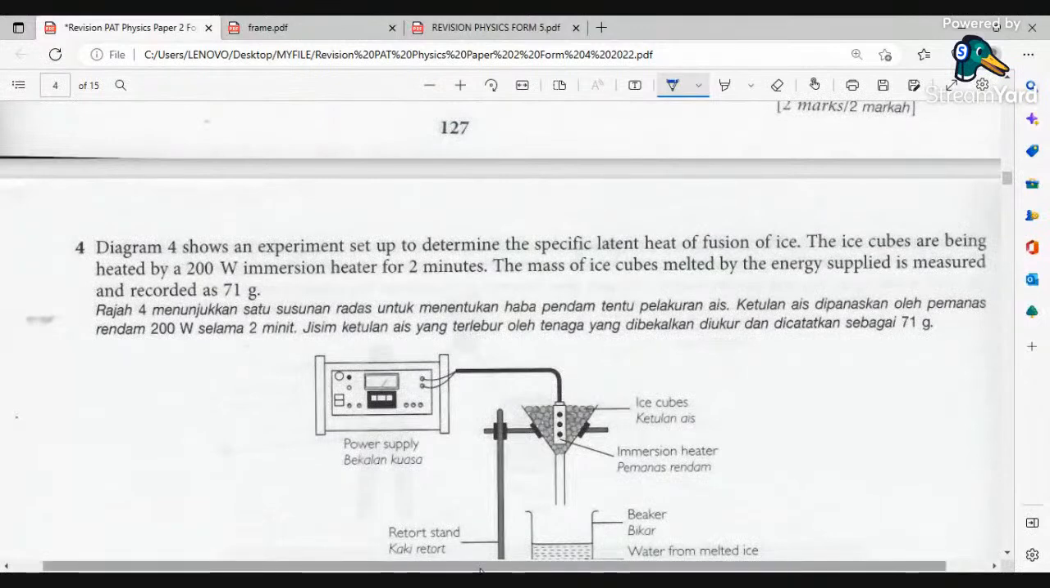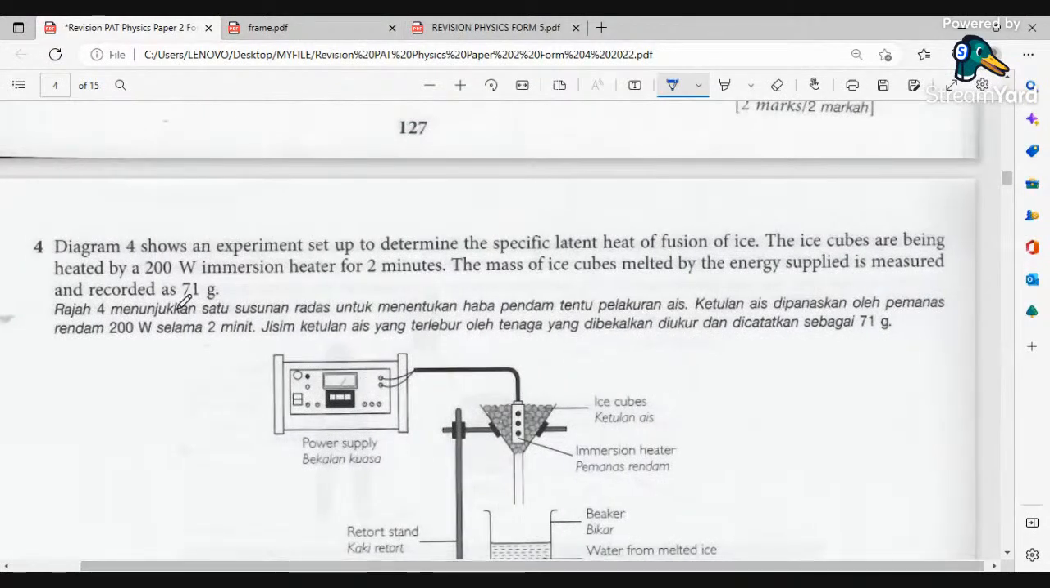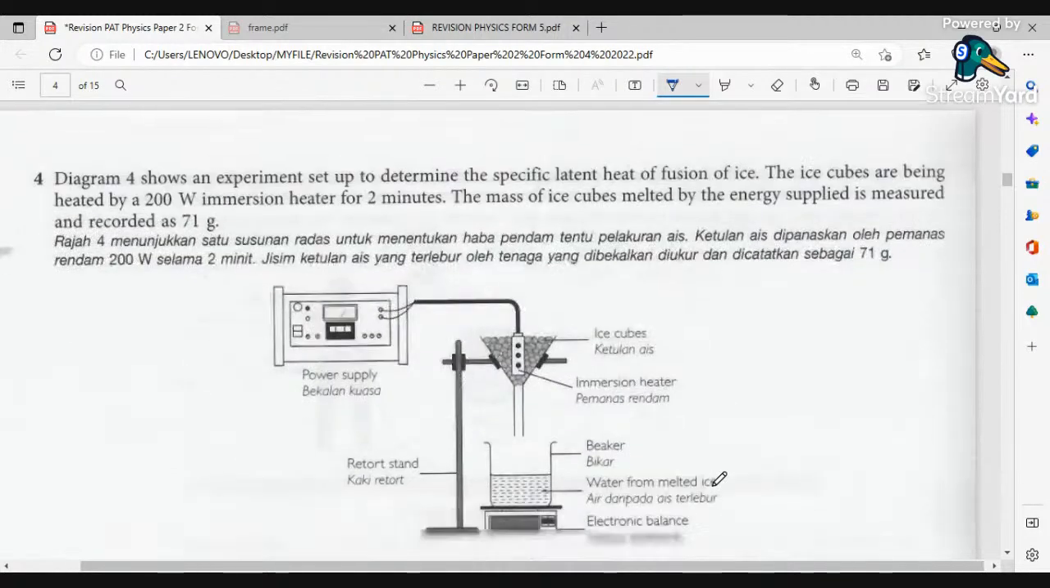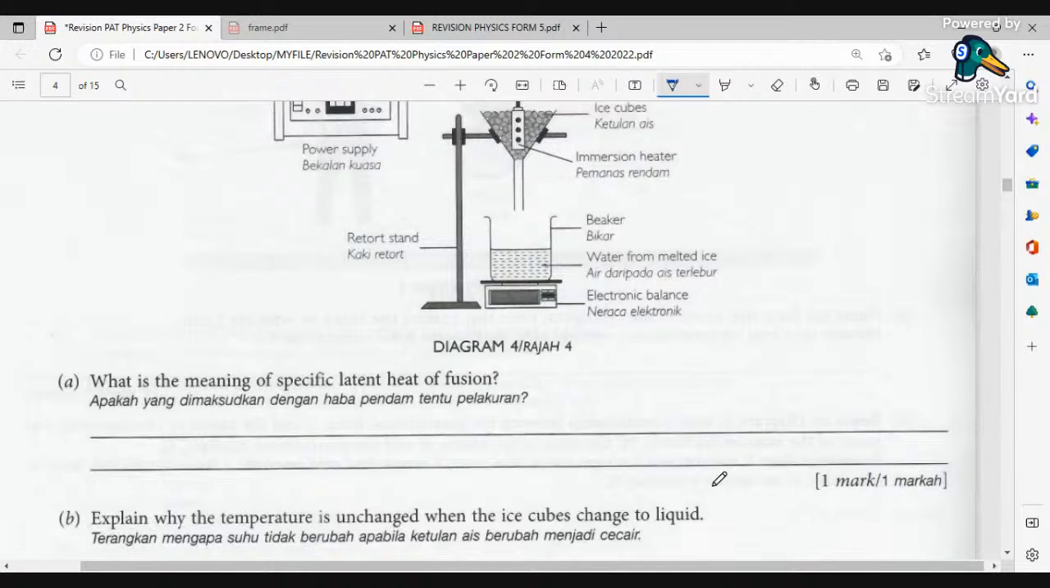Okay, number 4. Diagram 4 shows experiment set up to determine specific latent heat of fusion of ice. The ice cube is being heated by 200-watt immersion heater for 2 minutes. Mass of ice cube melted by energy supply is measured and recorded as 71 gram. Okay. What is the meaning of specific latent heat of fusion?